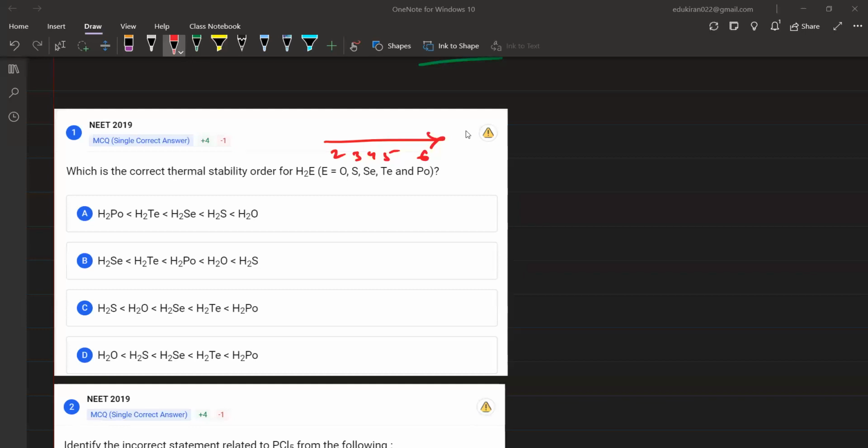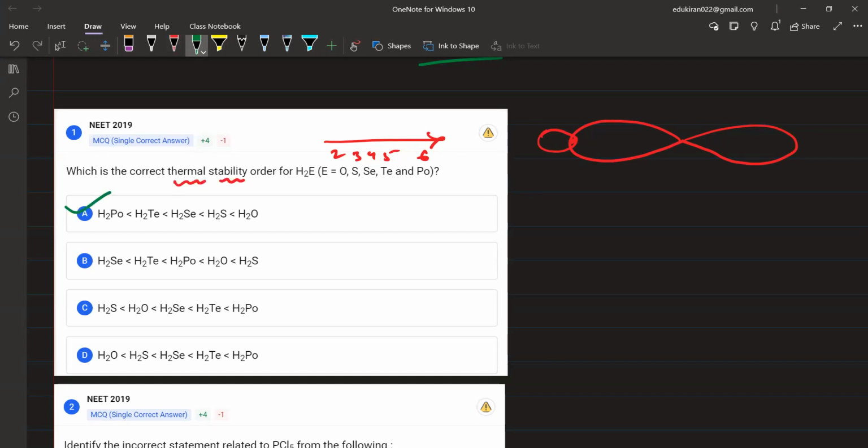Polonium का जो p orbital होगा, it will be very large, and the overlapping between polonium and hydrogen will be very bad, and that is why what is going to happen? Polonium and hydrogen can be easily broken. उसमें अगर आप हीट कीजिएगा तो थर्मल स्टेबिलिटी क्या, आप हीट कीजिए बॉन्ड टूट जाए. So A is the correct option.